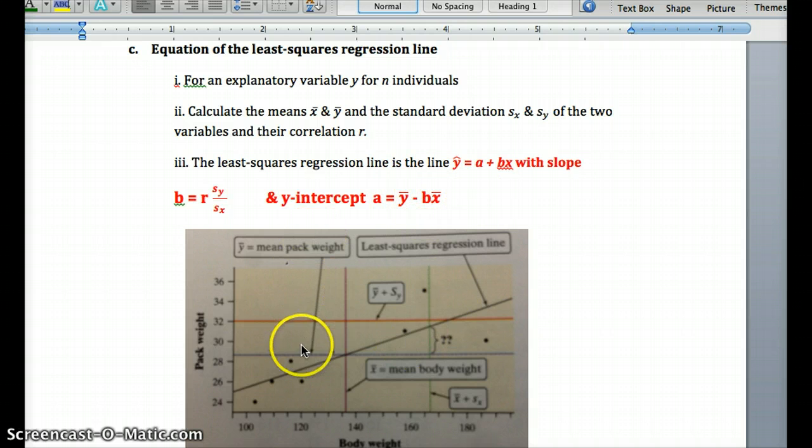Here you can see where the mean pack weight is represented in blue, our least squares regression line going diagonally. The mean body weight is x going up. Remember, these things would be centered around this mean.